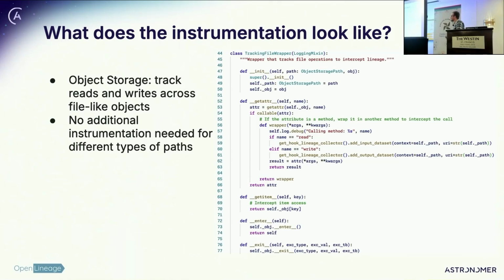So it's pretty obvious that they know where they write data to. And for object storage, we can do a very similar thing, which is to wrap the file object it uses and track the reads and writes across the usage. And there's no additional instrumentation needed for S3 and GCS, just because the object storage treats it all as a file and uses the URI to describe the modified object, let's say.